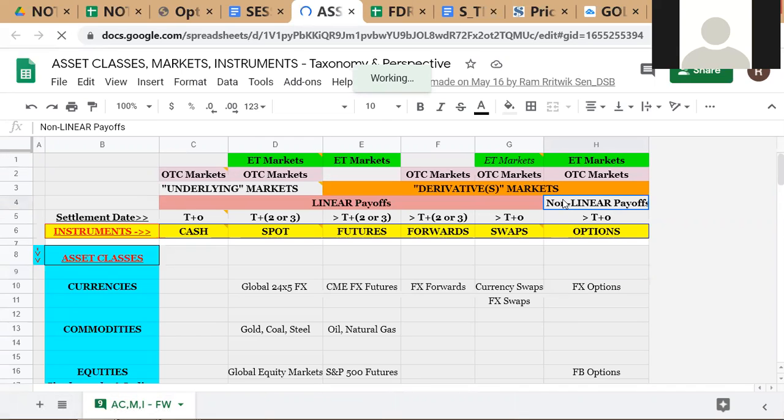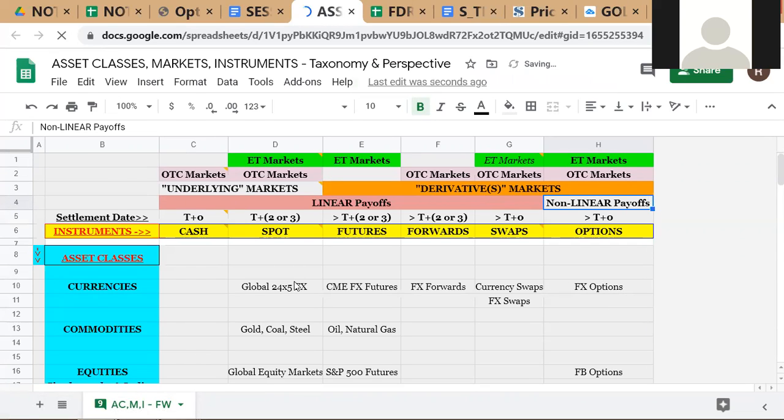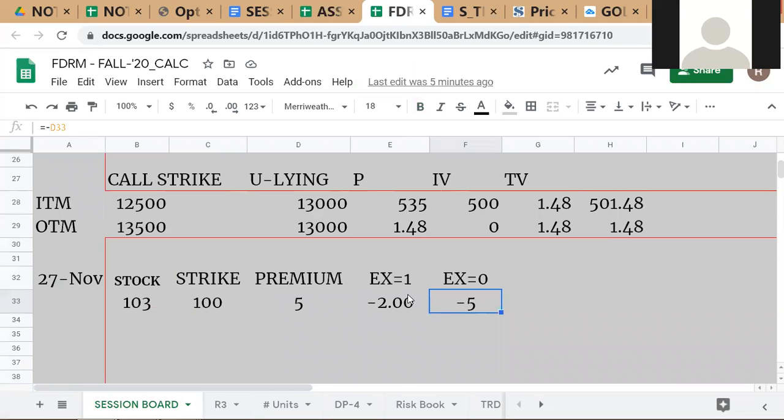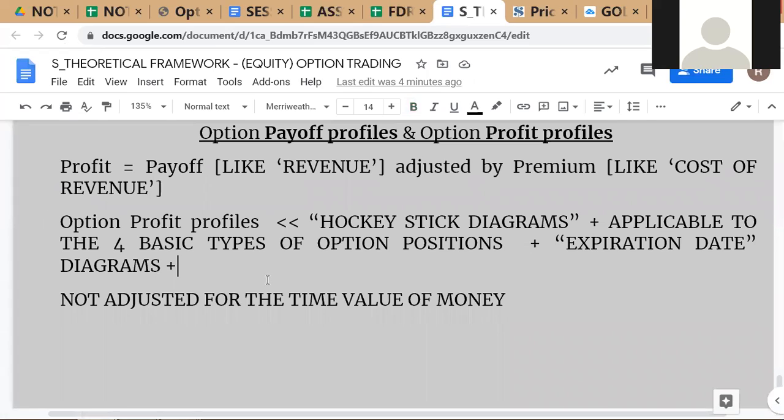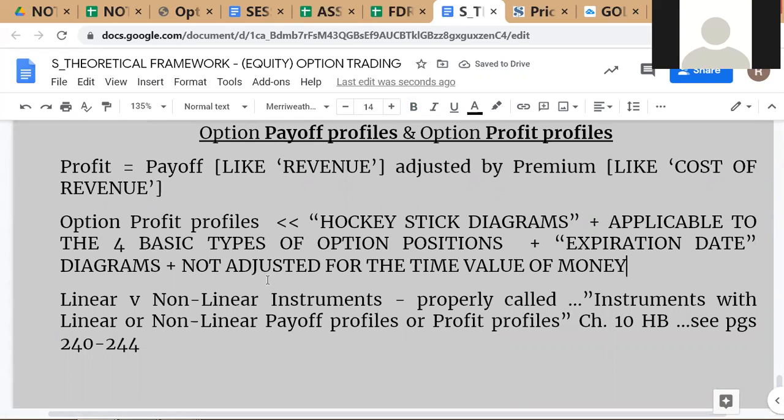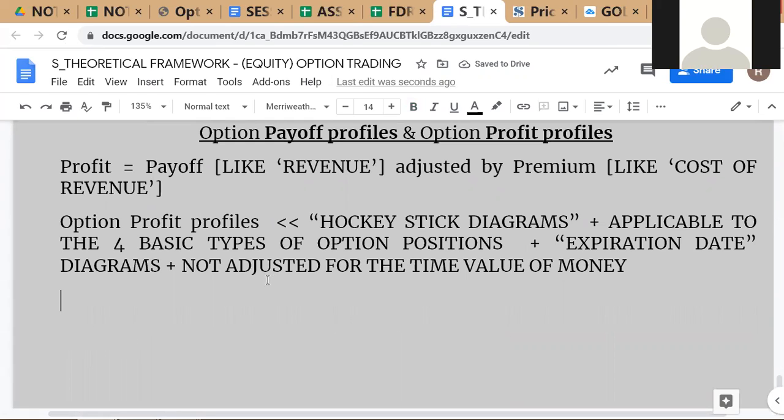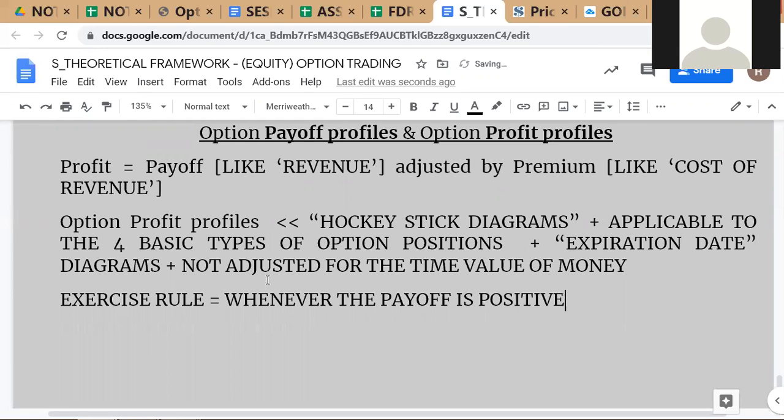In general in options, we talk about payoffs in a lot of the academic discussions. We don't necessarily talk about profits because, as you can see here, another way to understand the reasoning that Mukul has applied is that whenever there is a positive payoff, you exercise. These are not adjusted expiration date diagrams, not adjusted for the time value of money. So the exercise rule, basically, all right, that is the rule, the payoff.